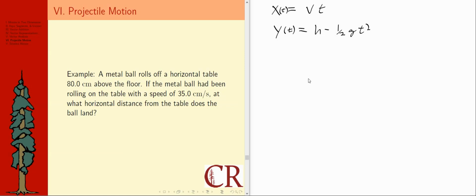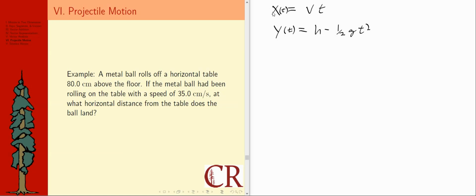A metal ball rolls off a horizontal table 80 centimeters above the floor. If the metal ball had been rolling on the table with a speed of 35 centimeters per second, at what horizontal distance from the table does the ball land? This sounds like a projectile motion situation, similar to the last, more abstract formal question we had.